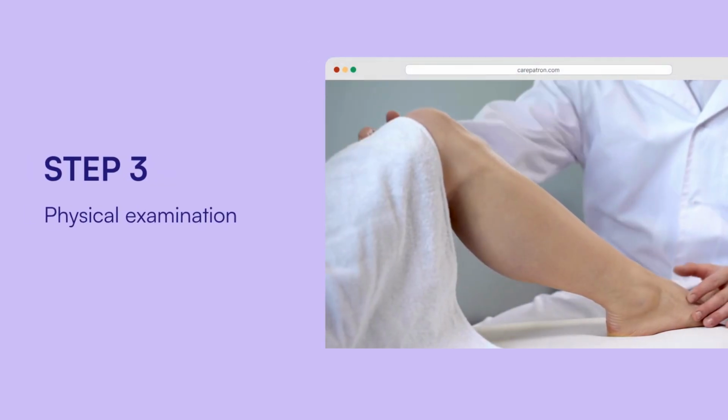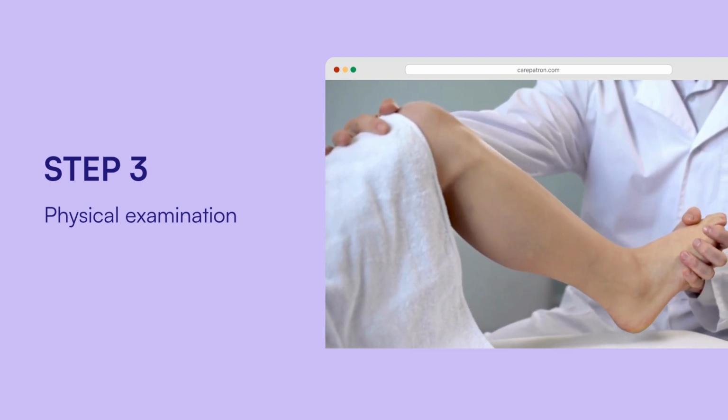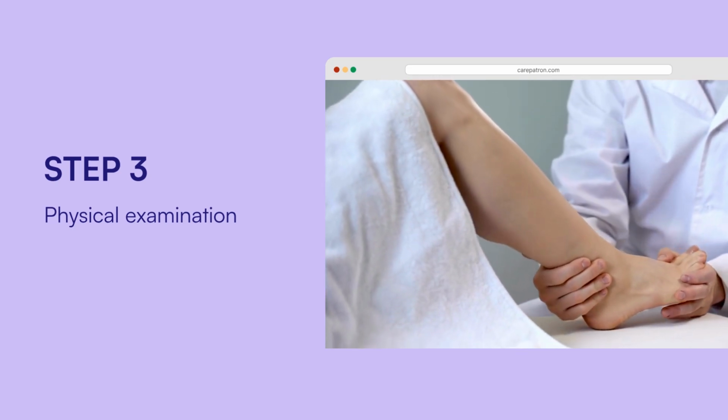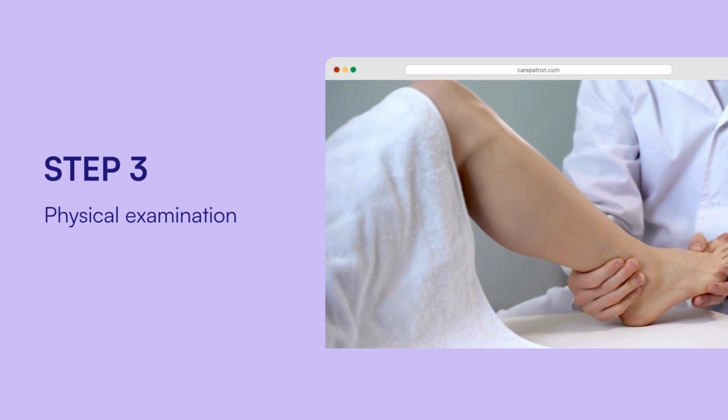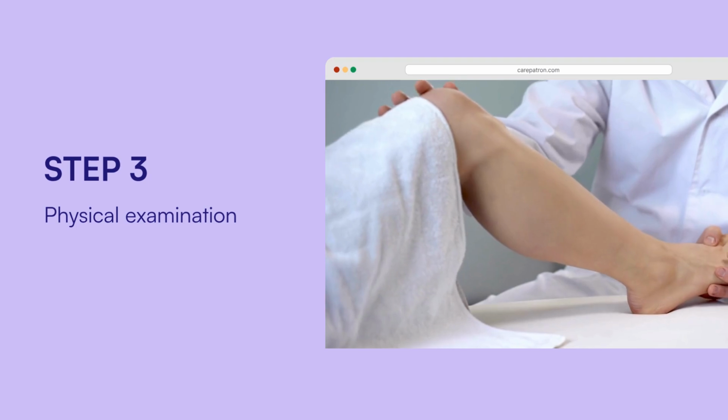Step 3, physical examination. The ankle is visually inspected and palpated to identify swelling, bruising, or deformity. Movement tests assess the joint's flexibility in all directions. Additional stability, strength, and comparison tests with the uninjured ankle help refine the diagnosis.